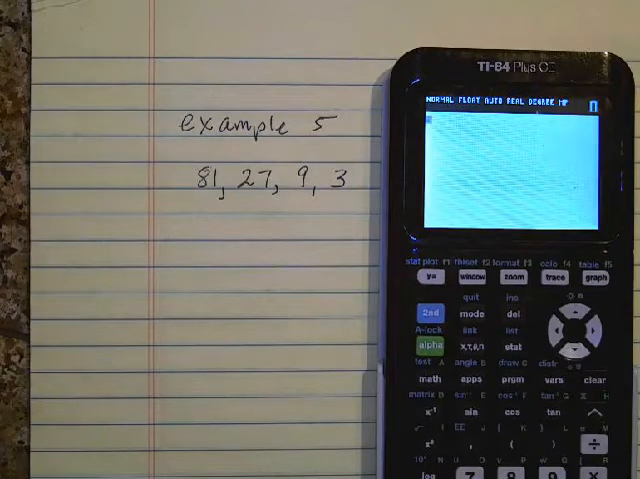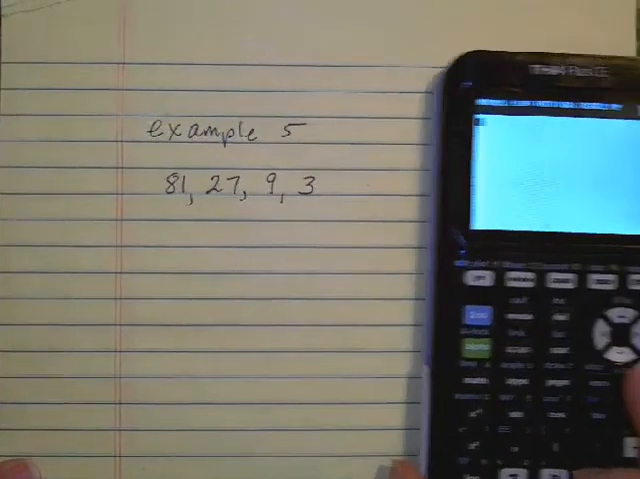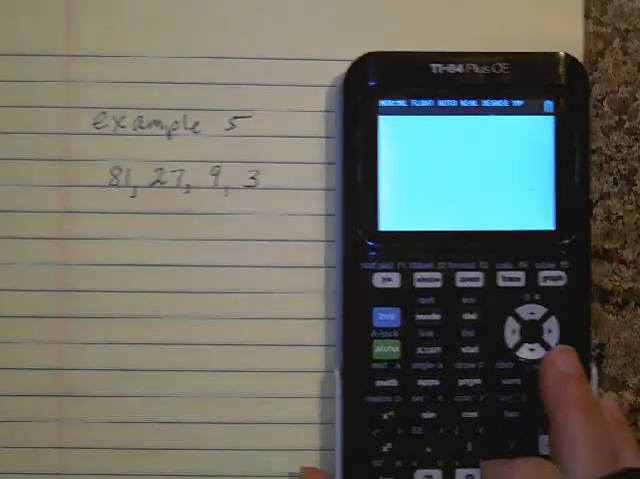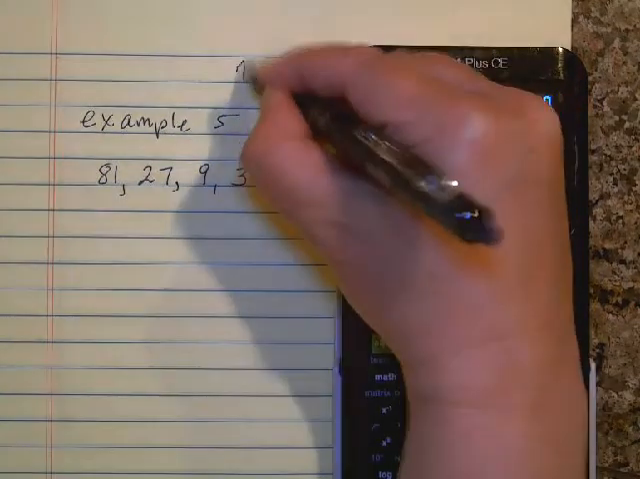Let's do example 5, and this will be our last example. I'm putting my calculator up here because we'll want to use it this time. We are going to find the rule, and after we write the rule, we're going to see if we can't find the 7th term.